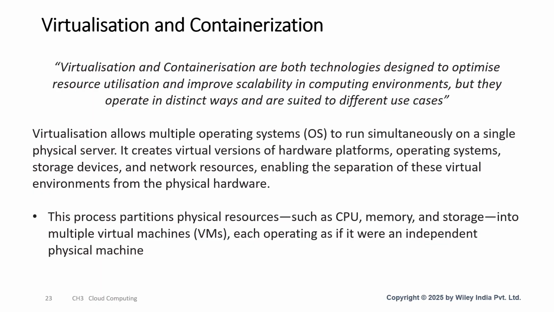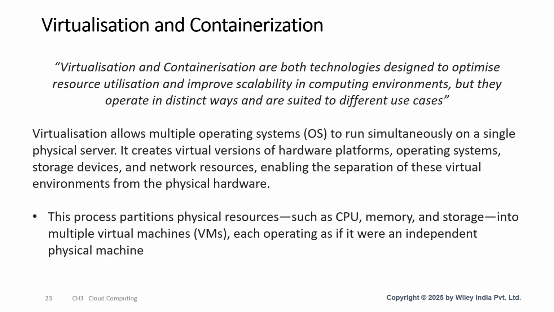Now, virtualization allows multiple operating systems. For example, if you are a software developer and you need to test or build your application on Windows as well as Unix, Ubuntu, Linux, you're building it for four operating systems, right? So one option is to buy all four. The other is, on your PC you can have only one operating system, so you can create virtual machines. You can use virtualization to create different versions of hardware platforms, operating systems, storage devices, and network resources.